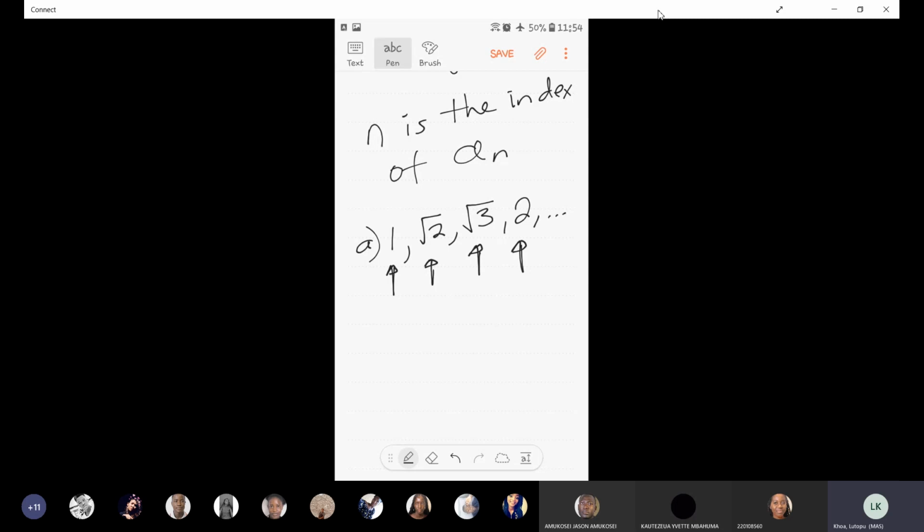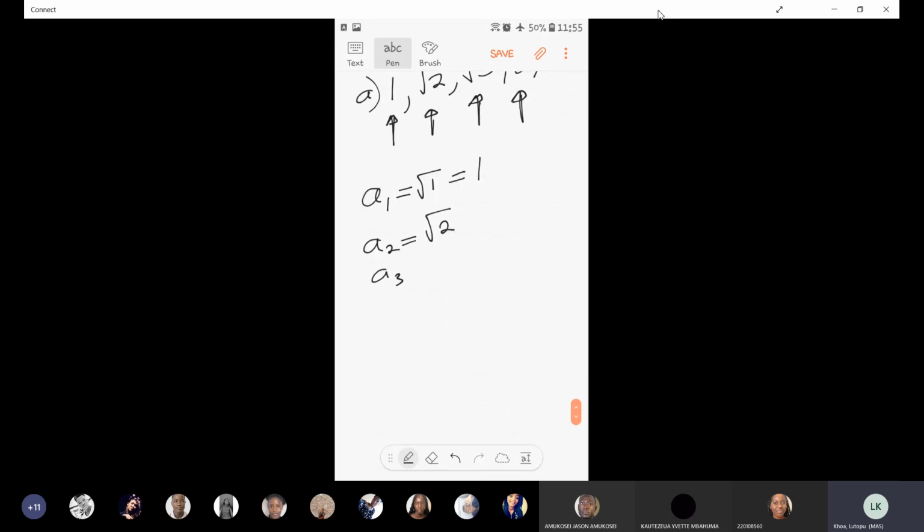So what happens is if I'm looking for a1, this is just the square root of 1, which is 1. a2, this is the square root of 2. a3, this is the square root of 3. a4, this is the square root of 4, which is 2. So if I want a sub n, this is just the square root of n. So this formula over here is the formula for the nth term.